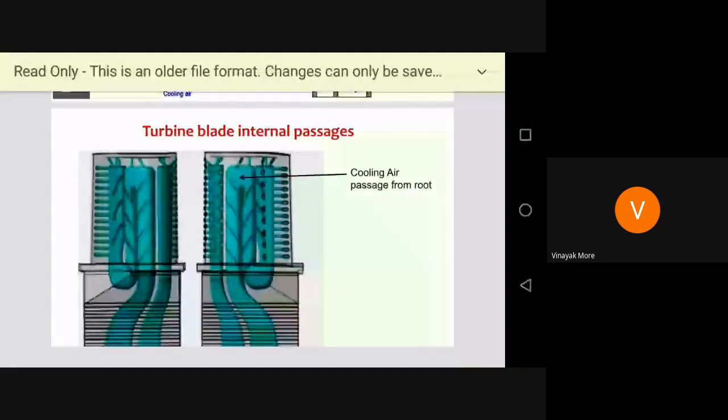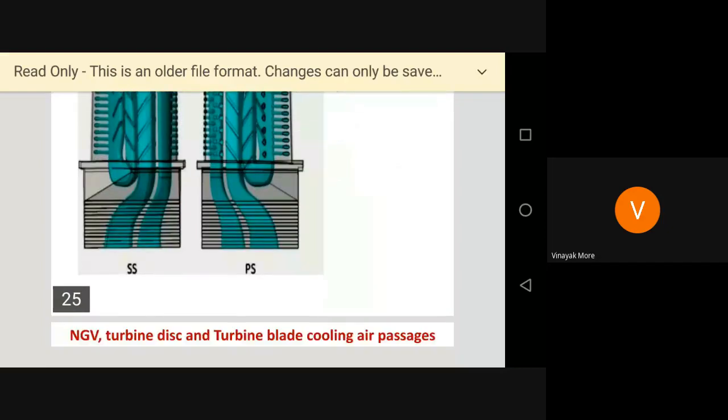The left side is the suction side and the other side is the pressure side. Pressure side is nothing but where, from the nozzle guide vane, the gases are coming and hitting the plates. So where the high pressure is there, that is the pressure side. Suction side is where the gases are just passing over the other side of the blade.